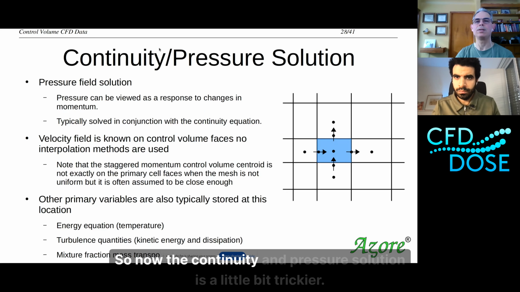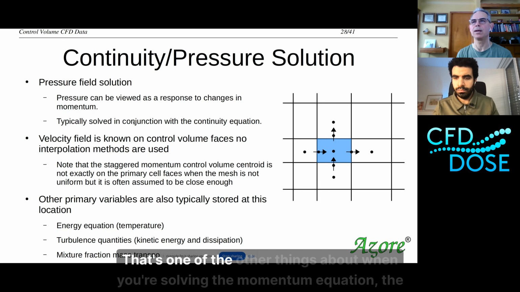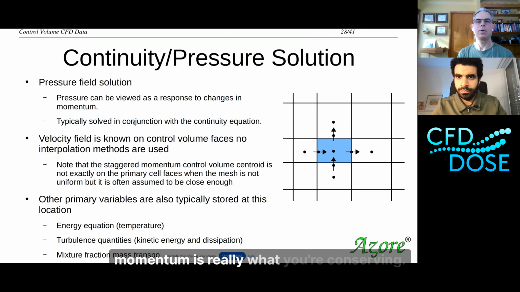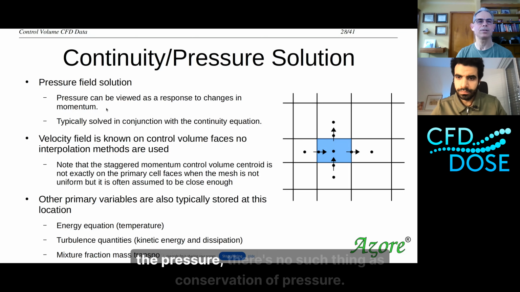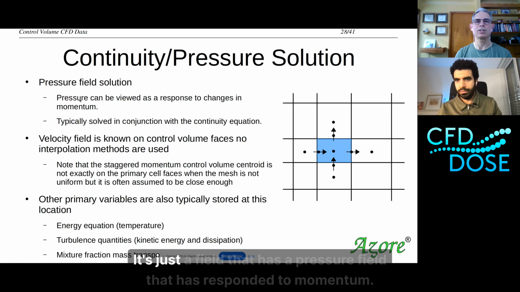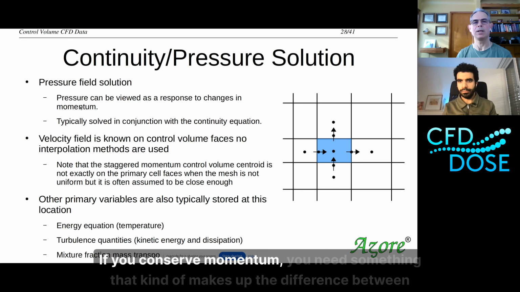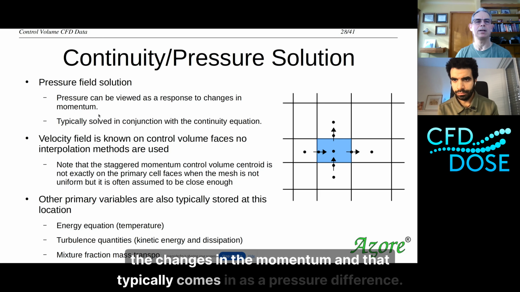So now the continuity and pressure solution is a little bit trickier. The pressure can be viewed as really a response to the momentum. That's one of the other things about solving the momentum equation: the momentum is really what you're conserving, and if your momentum changes, your pressure has to respond to that. There's no such thing as conservation of pressure. It's just a pressure field that has responded to momentum. If you conserve momentum, you need something that makes up the difference between the changes in the momentum, and that typically comes in as a pressure difference.